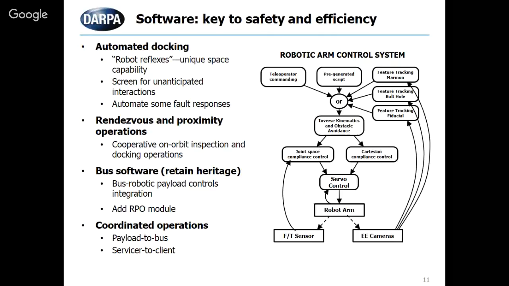But we also want the touch to be soft. We don't want to bump into our client because we will send it in a place where we didn't want it to go, or we'll create damage. Some of you may be familiar with the notion of compliance control, where there's a force torque sensor on the end of the arm, and that feeds back into compliance control and allows the touch to actually be soft. That's extremely important for safety.